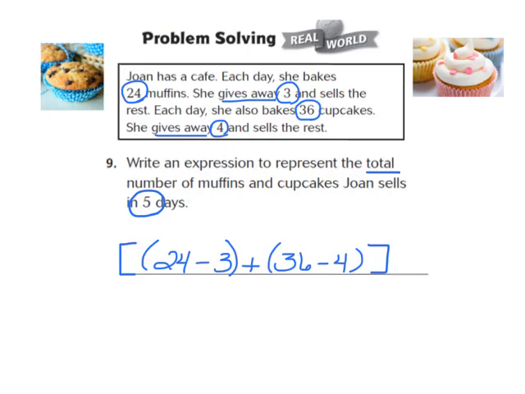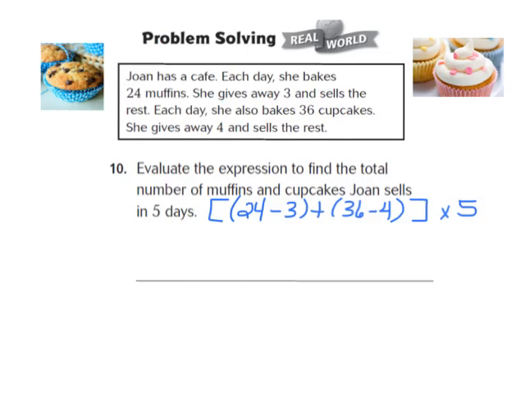Now, outside of those brackets, once again, I know that we're talking about the number of muffins and cupcakes Joan sells in 5 days. So I'm now going to multiply that amount by 5. And what I now have is my expression that represents the total number of muffins and cupcakes that Joan sells in 5 days.